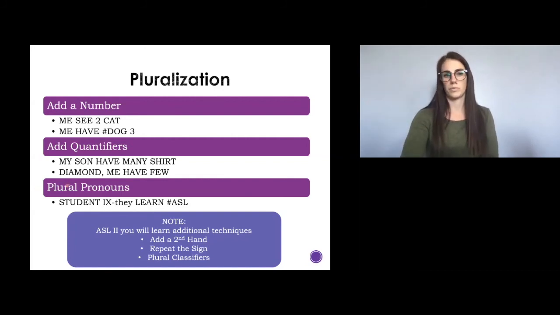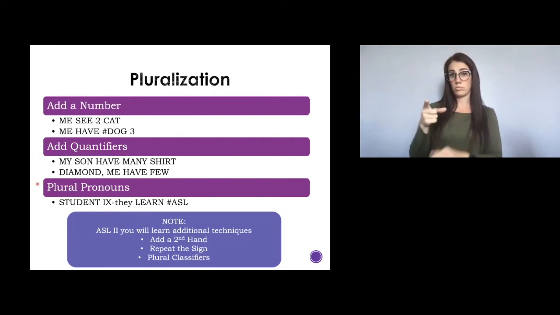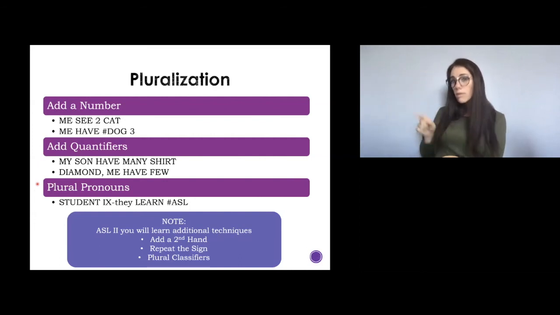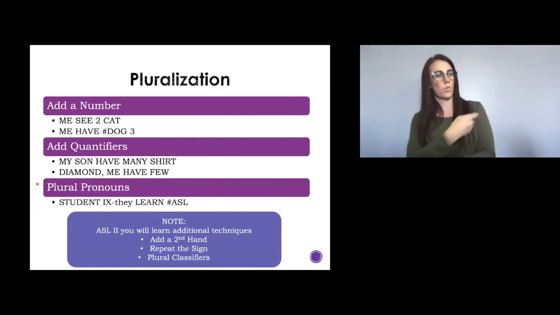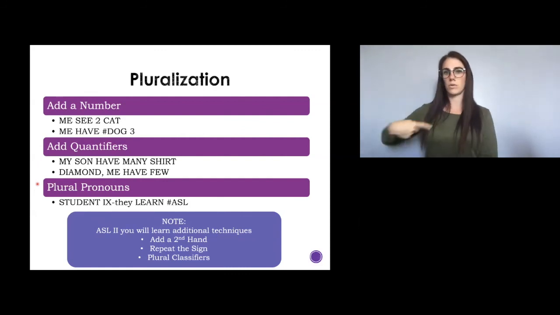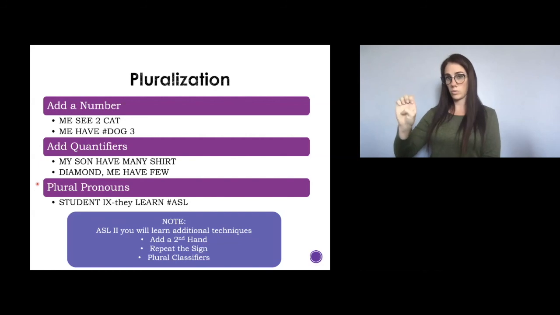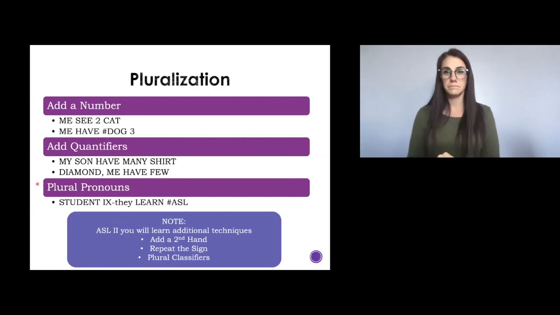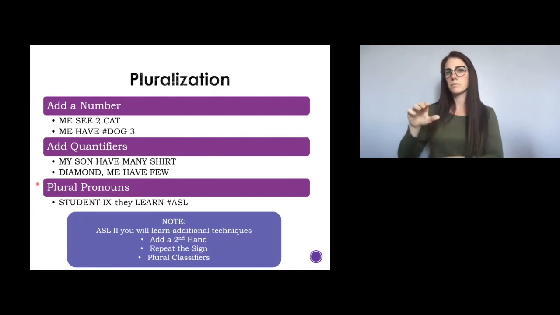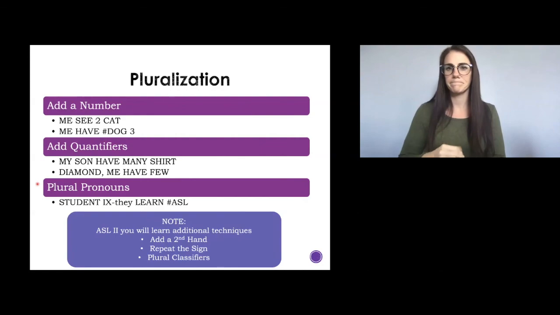Your third option is to use plural pronouns. So we have the sign for student, and then we would use that pronoun for they. Or I could use the concept of you all, or those people, or we, even that concept for we. So those are the 3 ways to pluralize and add that S in ASL 1.